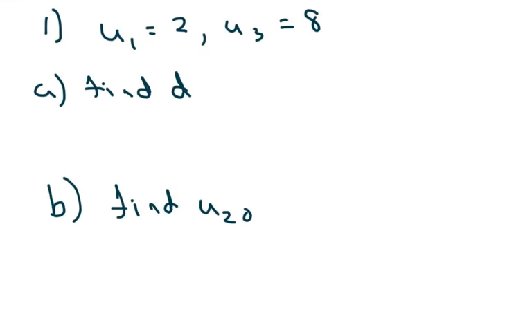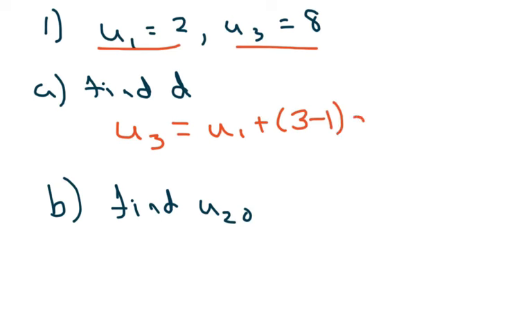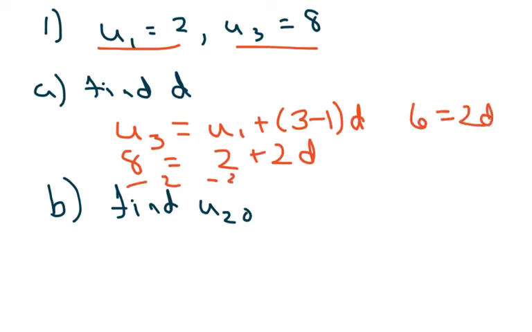So here's number 1. They give you the first term and the third term, and they ask you to find d. So the way you would do that is use your formula, and we're going to act like our third term is the last one. And we do u_1 plus n minus 1, which is 3 minus 1 times d. So this would be 8 equals 2 plus 2d. Subtract the 2. So we get 6 equals 2d. And so d is 3.